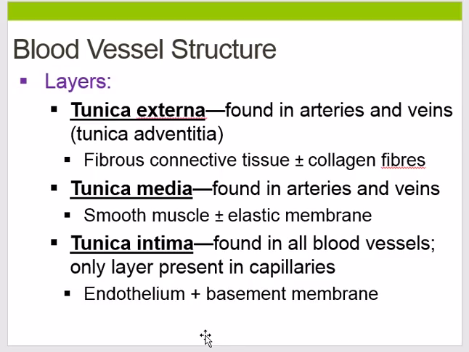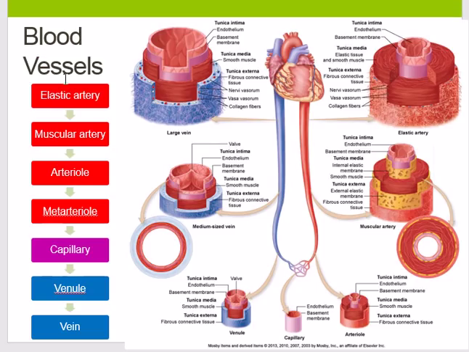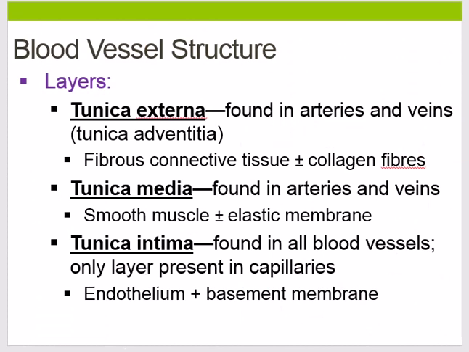Now, this layer, the tunica intima, is found in all blood vessels. Okay, the tunica intima is a layer that is found in all blood vessels. So that's arteries, veins, and capillaries. But the tunica externa and the tunica media are found only in arteries and veins. And you can go back to this slide here to look at that a little bit closer and look at some of the differences between arteries and veins. Okay?